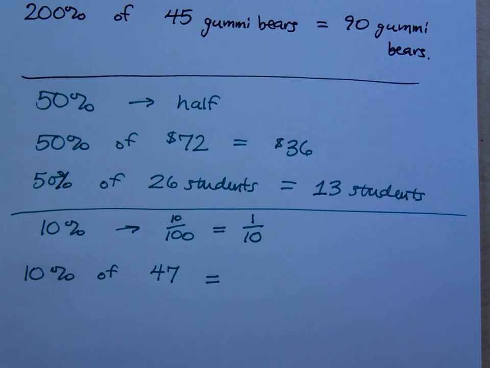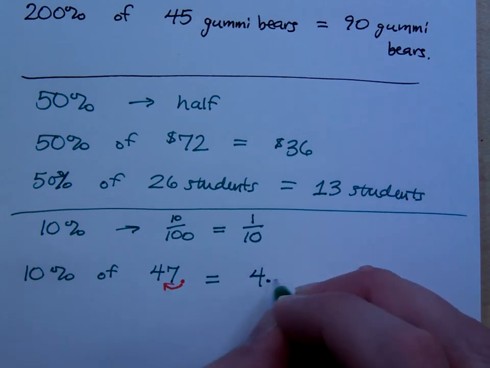The decimal is right here. But to divide this by 10, you have to move it how many places? Once. Now, which way are you going to move it, to the left or to the right? You move it to the left because you're dividing. It's going to make it smaller. So 10% is just going to be 4.7.